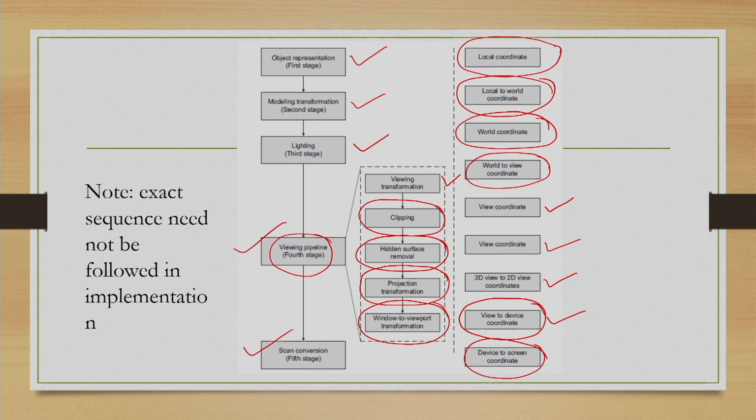So, these are the 5 stages that we have learned in the pipeline. I would like to emphasize here again that these stages need not be in this exact sequence in which we have learned. In implementation, this sequence may be different. So, exact sequence need not be followed in implementation of the pipeline. The sequence I have used just to explain the concepts rather than explain how they are actually implemented.